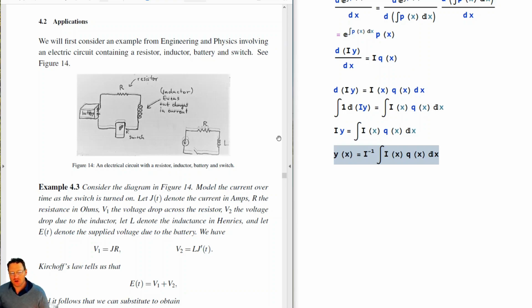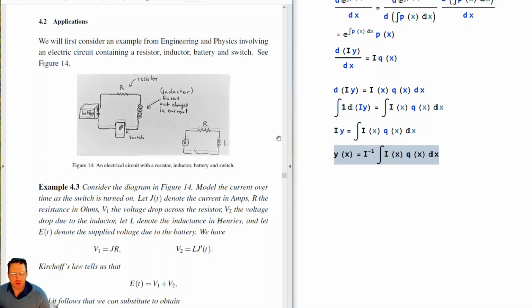Okay, now using some laws of physics, we have the equation V = IR, but in our case we've used the letter J because we want to use the letter I later for our integrating factor, because we're going to find a linear equation. So in other words, V = IR can be expressed here as V1 = JR. And also we have V2 = L J'(t). All right, so those laws come from physics. Kirchhoff's law tells us that E(t) is the sum of the voltage drops.